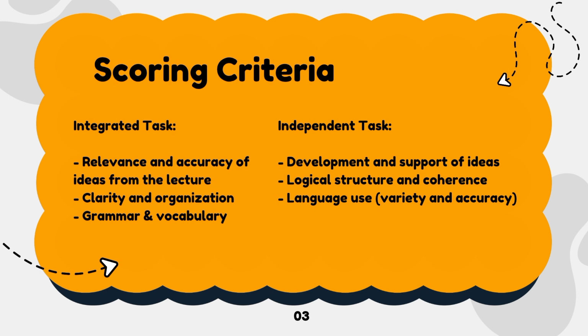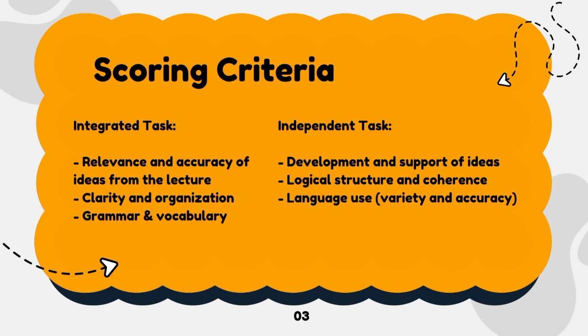Okay, now let's talk about something super important, how our writing is actually scored. There are two different types and each one has its focus when it comes to scoring. So knowing what the raters are looking for can really help you write more effectively. For the integrated task, here is what they pay attention to. Relevance and accuracy of ideas from the lecture. We need to clearly explain the main points from the lecture, especially how they respond to or challenge the reading, not adding personal opinion.